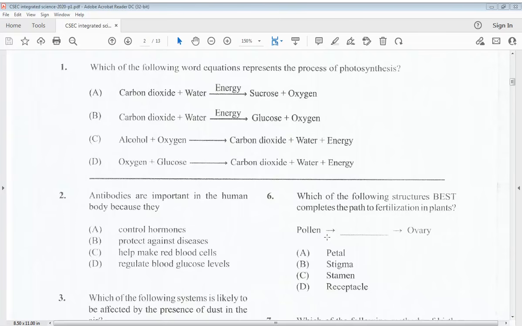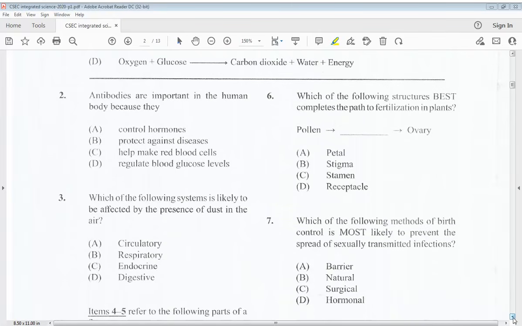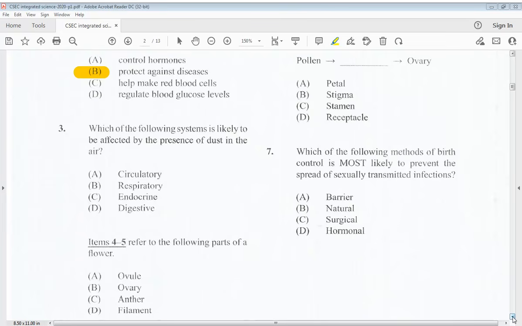So the answer for 1 would be B. All right, let's go to question number 2. Antibodies are important in the human body because the answer, what do you think? If you said B, then you are correct. Let's go to number 3.